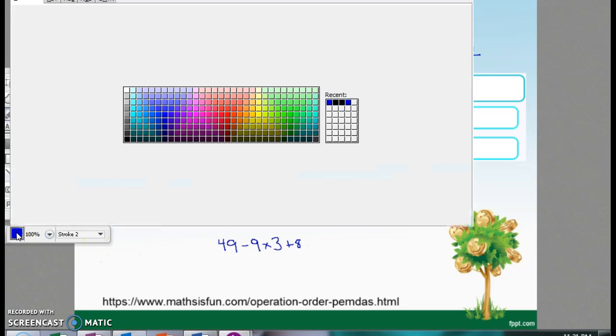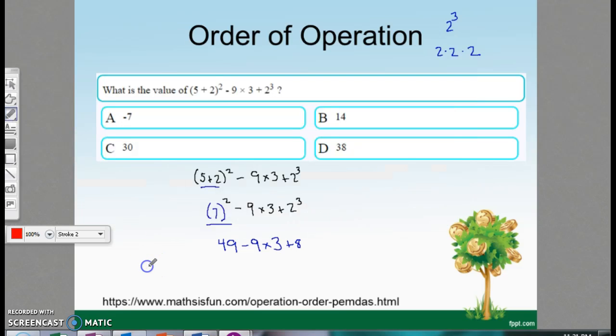All right, now, what do you think comes next? We've done parentheses, we've done exponents. So now we're going to multiply and divide from left to right. Well, the only multiplication I see here is this one right here. So I'm going to say 49 minus 9 times 3 is 27.